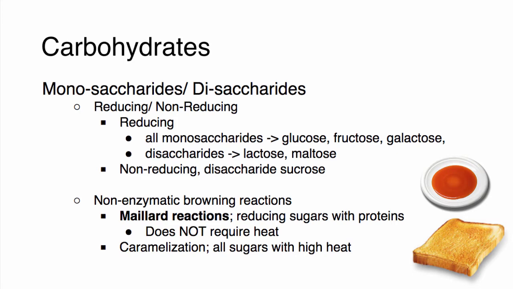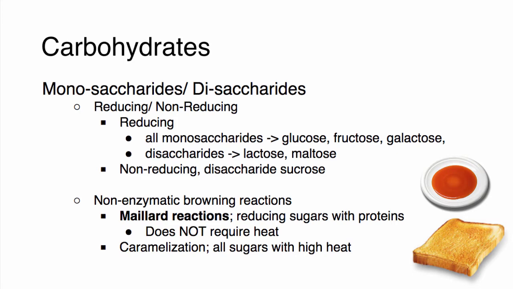so that would be a monosaccharide, and sometimes those monosaccharides come together to form a disaccharide. So a quality that these have is that they can be either reducing or non-reducing. And reducing just means that they're more active. They can interact with other chemicals. Now, all monosaccharides, glucose, fructose, and galactose, are reducing. And the disaccharides, lactose and maltose, are also reducing. So the non-reducing sugars that we talked about in this course are disaccharides such as sucrose.